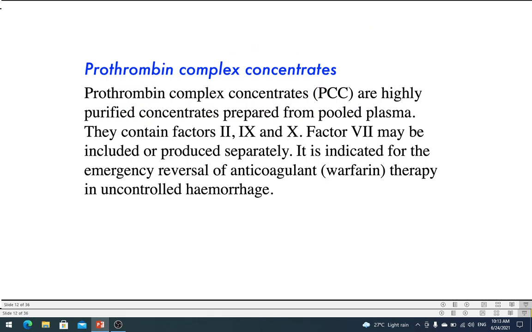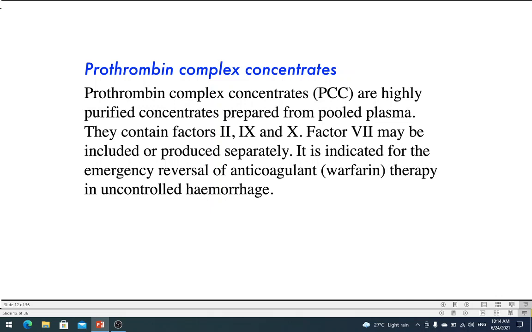Then we come to what is called prothrombin complex. Prothrombin complex is derived from pooled plasma. Plasma from a lot of patients is taken, RBCs removed, and then from that you derive the prothrombin complex concentrate. This contains factors 2, 9 and 10. You can also add factor 7 to it. Now this is mainly, or exclusively, used for reversal of anticoagulation when the patient is on warfarin.